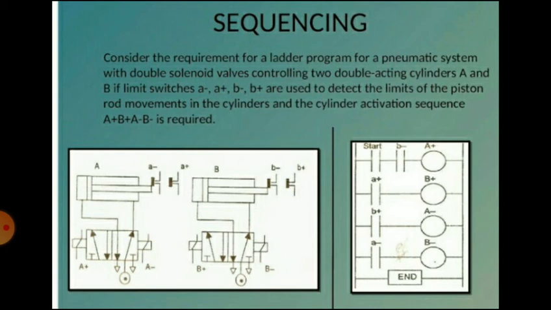Consider the requirement for a ladder program for a pneumatic system with double solenoid valves controlling two double acting cylinders A and B. Limit switches A minus, A plus, B minus, B plus are used to detect the limits of the piston rod movements in the cylinders, and the cylinder activation sequence A plus, B plus, A minus, B minus is required. You can see the circuit diagram on the left hand side and the ladder programming on the right hand side.